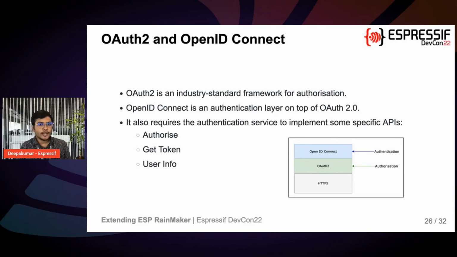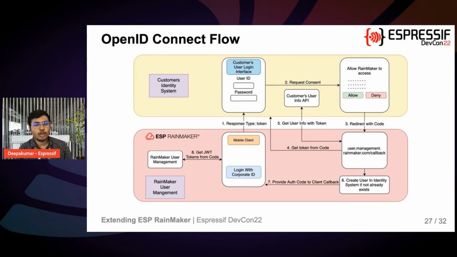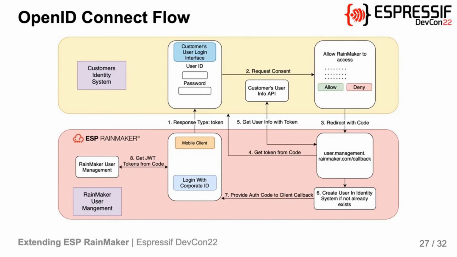Now, why is OpenID Connect needed? OpenID Connect is built on top of OAuth 2 to handle the authentication layer. As we move on to the next slide, we will see what the OpenID Connect flow looks like. Here we start from the left hand side where it's written login with corporate ID. The login with corporate ID can be your own authentication system. Users will click on that and be redirected to your login interface.